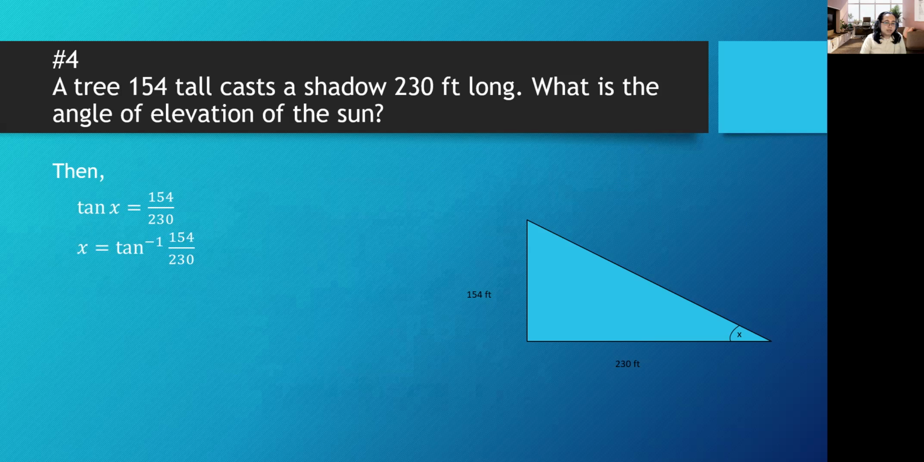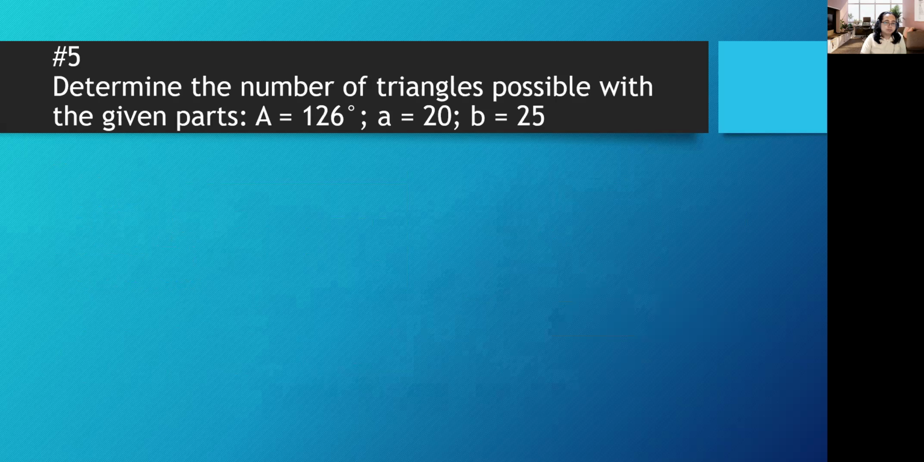And then we can solve for x, which is the inverse tangent of 154 over 30. And we finally have an x, or the angle of elevation of the sun, of approximately 33.8049 degrees.